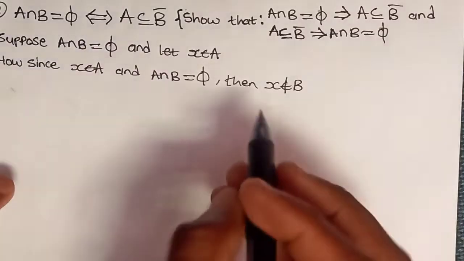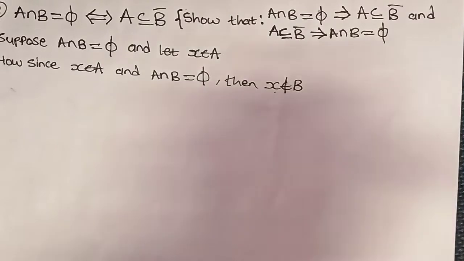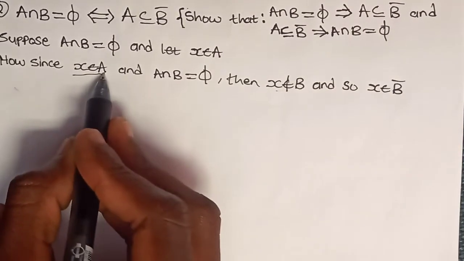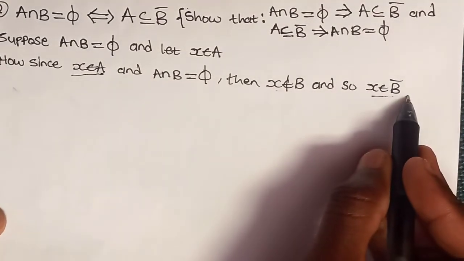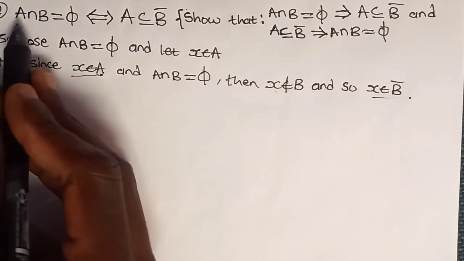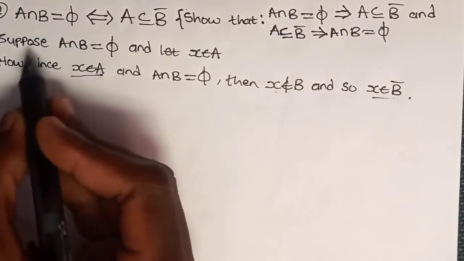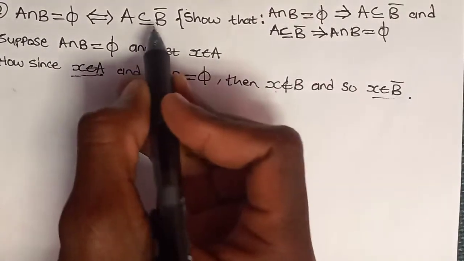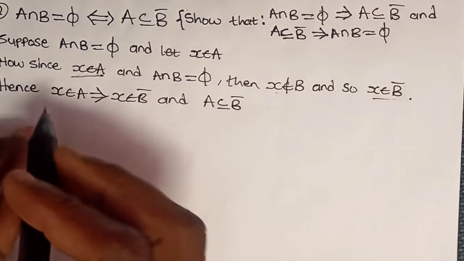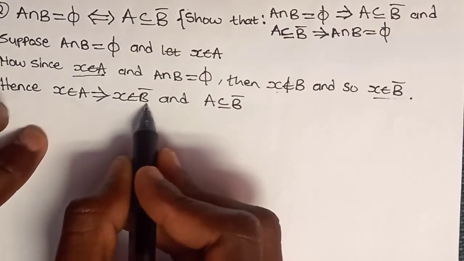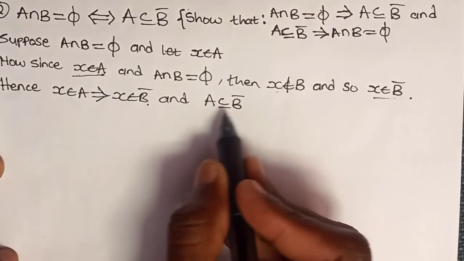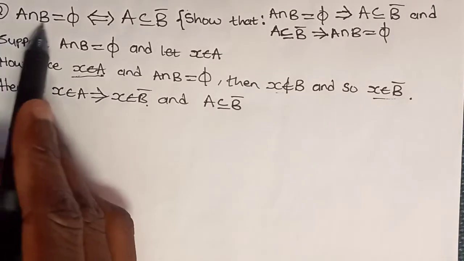That's why we say that X has to be not in B for this to be empty. So if X is not in B, then X is in B complement. So this tells us that if X is in A, it will be in B complement. So we use the proposition that A intersect B is empty, and we let X be in A to show that X is in B complement. Hence, X an element of A will imply X an element of B complement, and we can conclude that indeed A is a subset of B complement if A intersect B is empty.